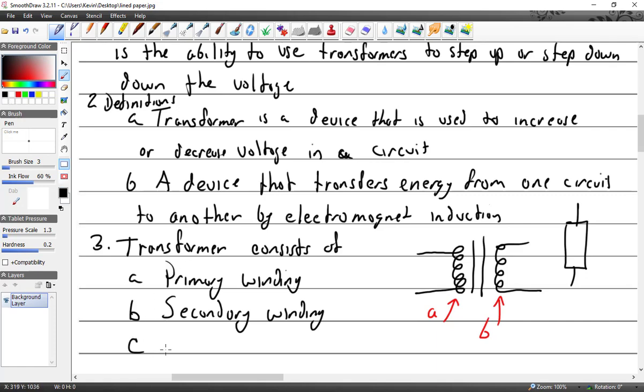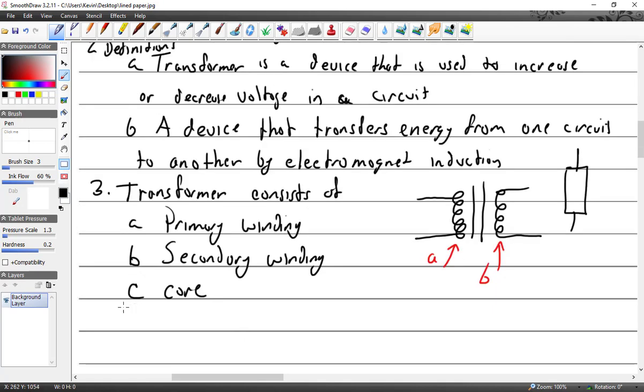And it usually has a core. Often the core is made out of soft iron. It is usually laminated.